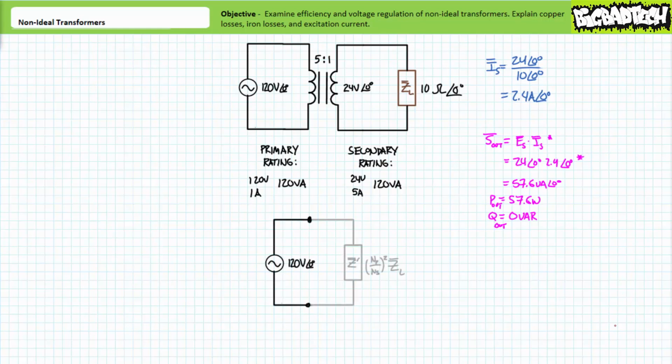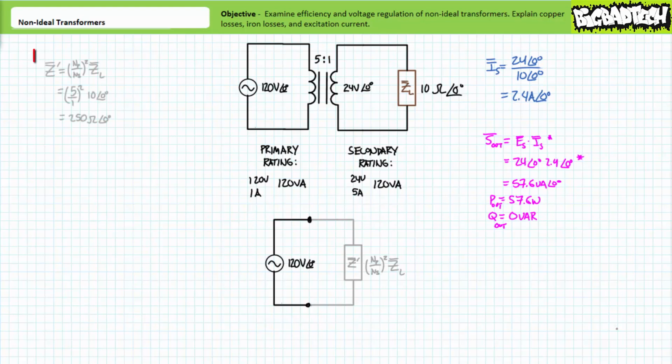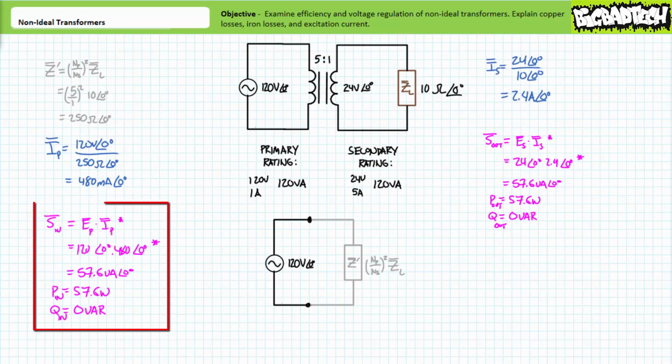Let's now examine the primary input side of the transformer. There's a couple methods of doing so, although for the purposes of this particular lecture, it's perhaps easiest to use the reflected impedance seen by the primary winding. The turns ratio squared times the load impedance demonstrates that the source would see a reflected impedance of 250 ohms at an angle of 0 degrees. Ohm's law demonstrates that the primary winding will draw 480 milliamperes at an angle of 0 degrees. Given these conditions, the power equation demonstrates that the transformer is consuming 57.6 volt amperes of apparent power, all of which is being directed towards 57.6 watts of real power, and none of it towards a reactive interchange.